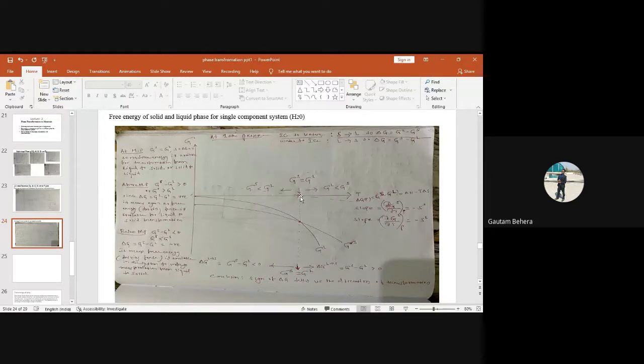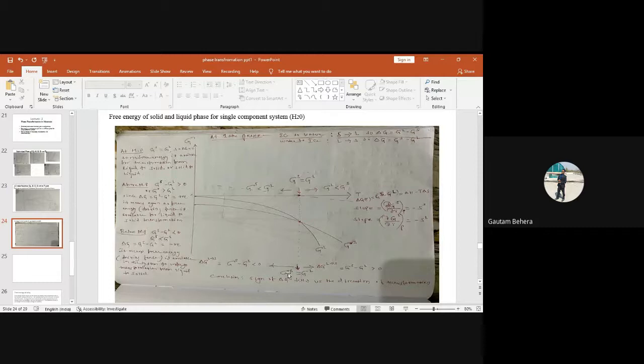And above this point, above the melting point or melting temperature, you can see the free energy of liquid is less than the free energy of solid. That means above the melting point, liquid will always remain. I think up to this, it is clear to everybody. Yes, sir. Okay, fine.